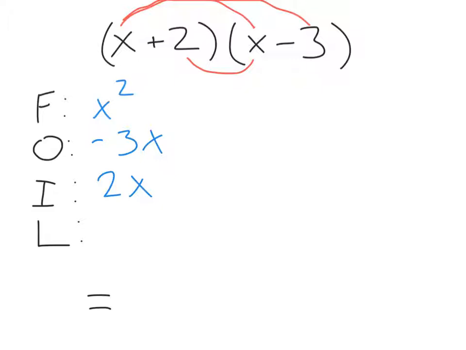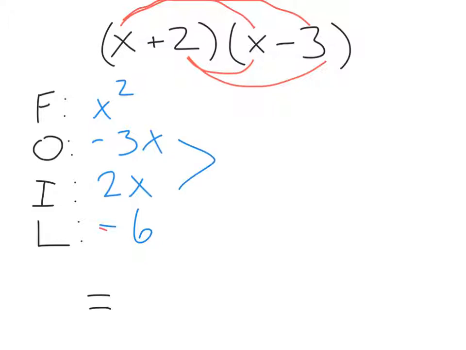And then last is the last 2. Right, so this is the last one in the first binomial, the last term. In the second binomial, this is the last one. So 2 times a negative 3, that'll give us a negative 6. Oops. Negative 6. Okay, so first, outer, inner, last. All you do from there is you just add these all together, and that'll be your answer.